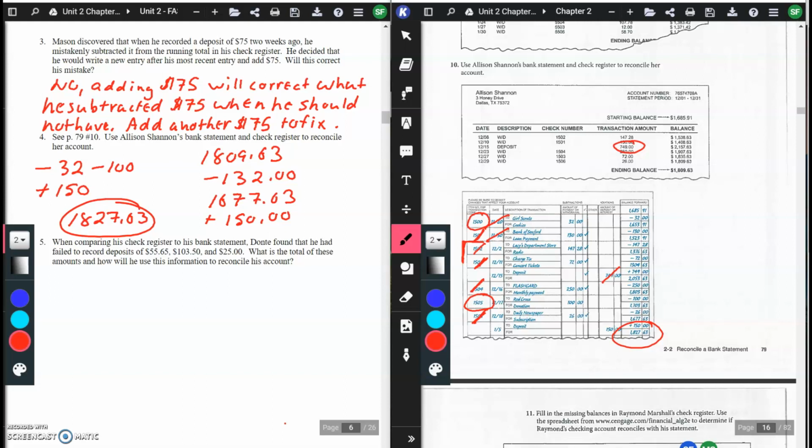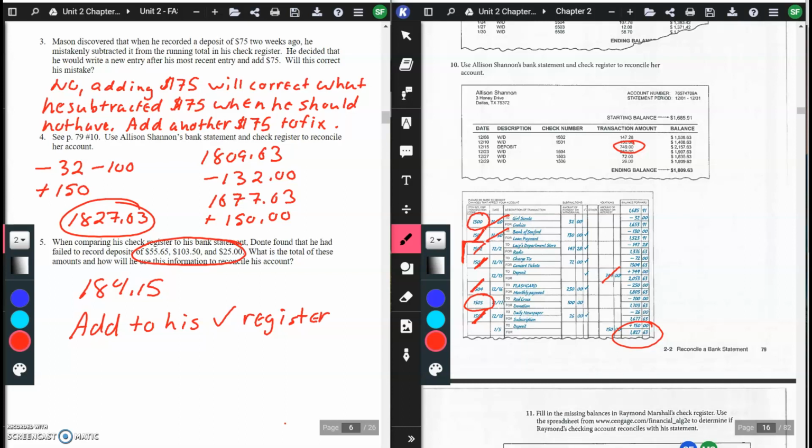It says, when comparing his check register to his bank statement, Dante found that he had failed to record deposits, 3 of them, $55.65, $103.50, and $25. What is the total of these amounts, and how will you use this information to reconcile? So the total, you just basically add all 3 of those up. When you add those 3, you get $184.15. Okay? Now, in order to fix the issue, a deposit is an add-on. So you're going to add that amount to his check register.